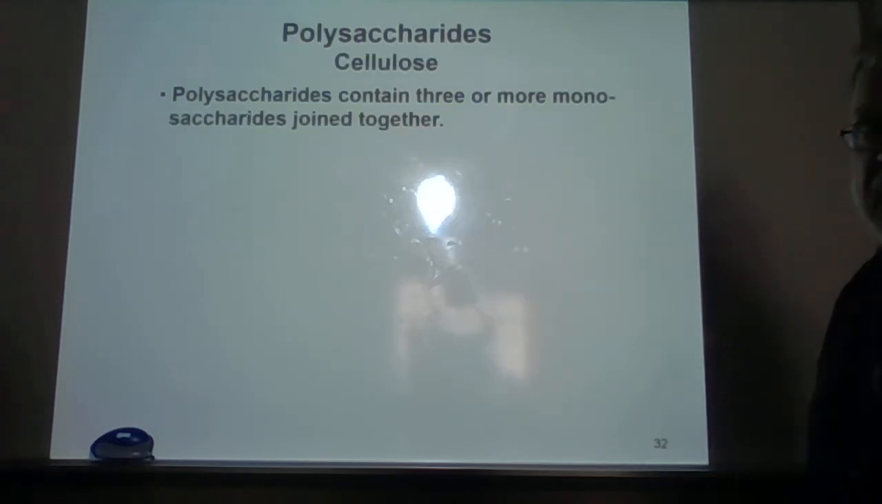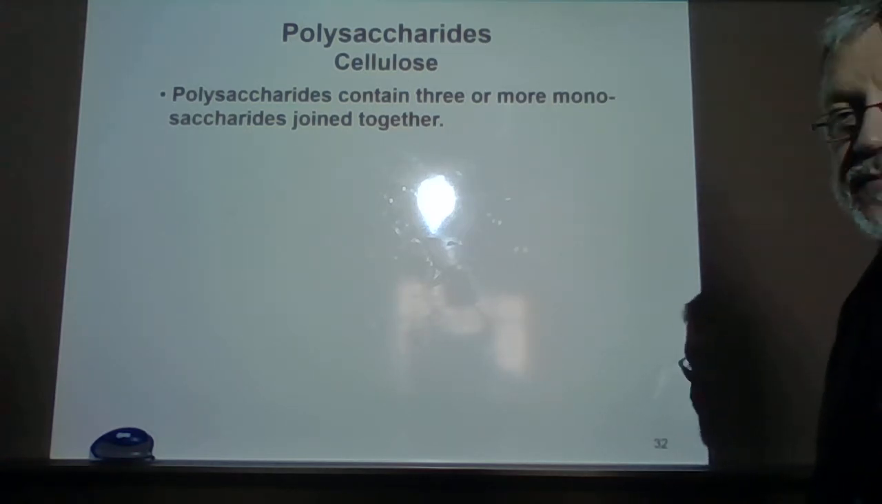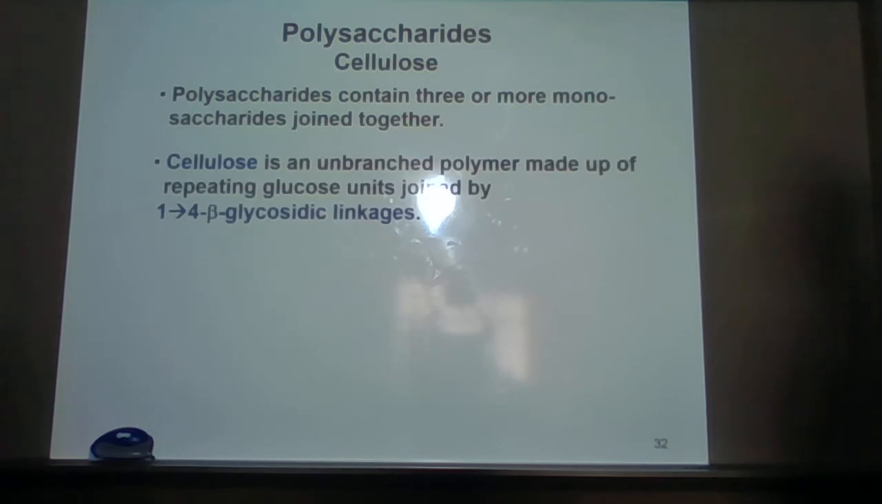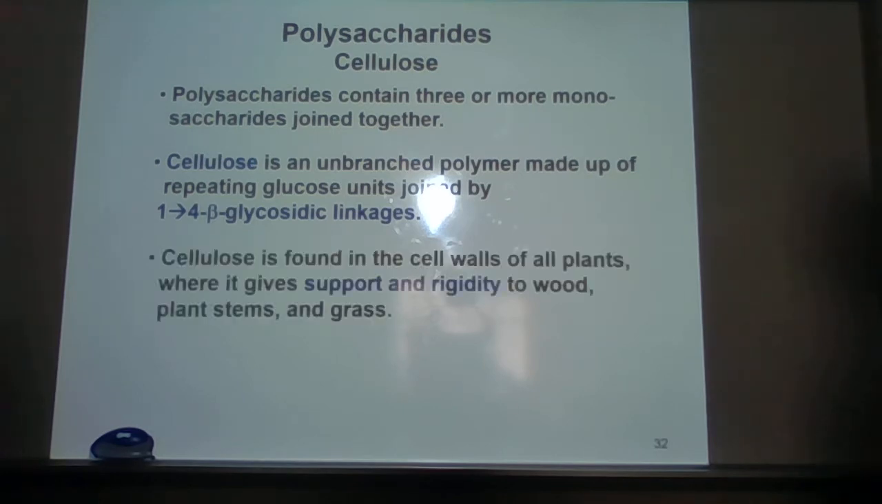We talked about monosaccharides. We talk about polysaccharides. Polysaccharides can join together involving 3 or 4 monosaccharide units joined together. One particular combination of these polysaccharides is cellulose. This is a straight polymeric chain made up of repeating glucose units joined by 1,4 beta glycosidic linkages.